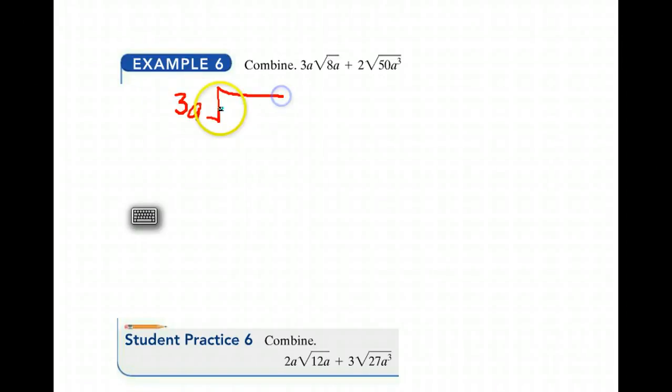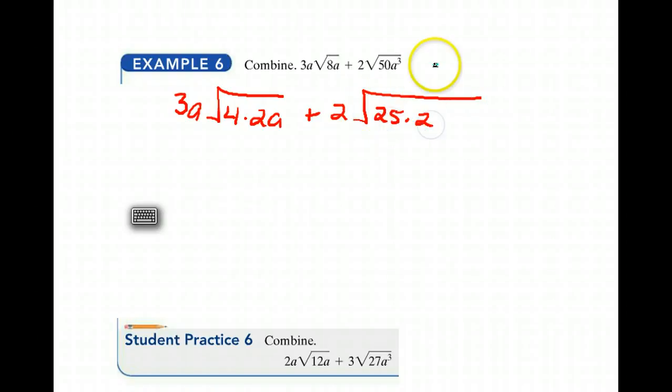We need to break our 8 into 4 times 2a. For the next term, I'm going to bring down the 2. My 50 needs to break into 25 times 2. And my a cubed needs to break into an a squared times a. If you remember that from lesson 2, we take an odd power and break it into a 1 and then subtract the 1 so that we can get the other power there. And now we're ready to evaluate our perfect squares throughout here.